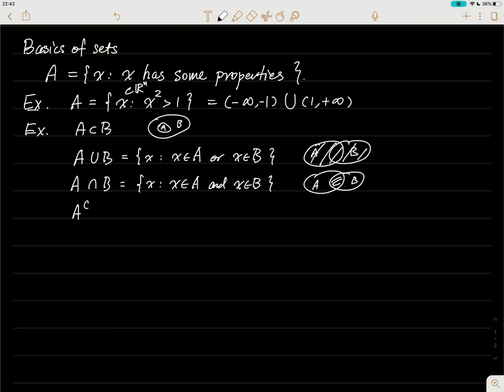The complement of A is all the elements that are not in A. Okay, so this usually refers to the case that we have a universe X. It's just all the things that we can consider in the context, and A will be just a set inside it, and then the complement of A will be everything outside of A. The empty set is just a set that contains nothing.